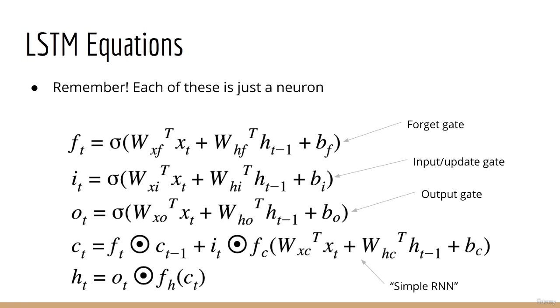Now note that for the simple RNN term, we have the activation function f of c. This can be anything, but usually by default it's the tanh. Finally, we have the hidden state h of t, which is just a simple transformation on the cell state c of t. In particular, we apply another activation function f of h, which also can be anything, but by default it's also usually a tanh. We then multiply this by the output gate O of t. So the output gate controls which values of the cell state we actually pass through to the hidden state h of t.